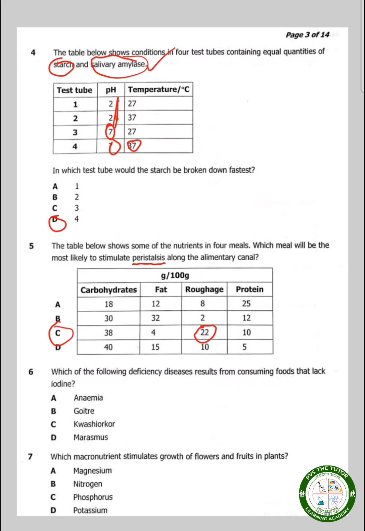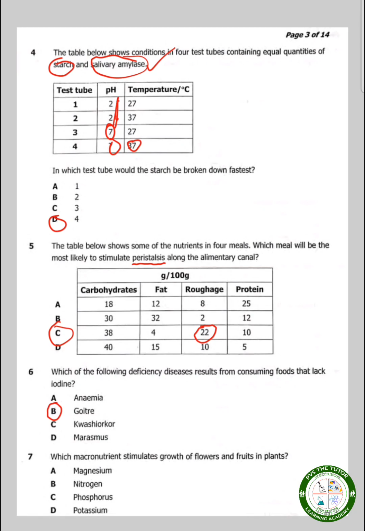Question 6 says, which of the following deficiency diseases result from consuming food that lack iodine? Now, if you are eating food which lack iodine, which disease are you likely to suffer from? You suffer from a disease called goiter. That's why sometimes they advise you to eat iodated salt, because if you don't eat iodated salt, you are going to suffer from goiter, that thing which grows on your neck like.